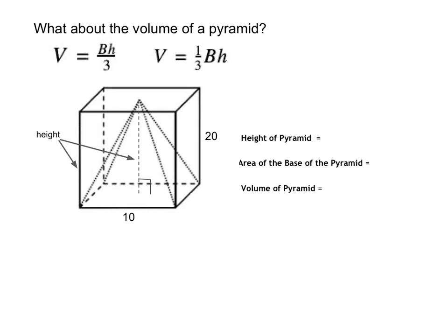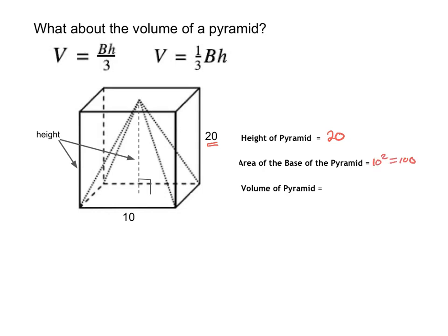It says the height of the pyramid. Well, the height of the pyramid is given to us. The height of the pyramid is just 20. It's the same as the height of the prism. What is the area of the base of the pyramid? Well, the area of the base, since it's a square, will just be 10 squared, or 100.